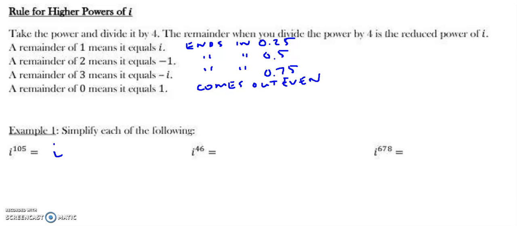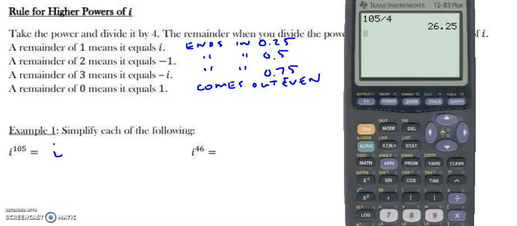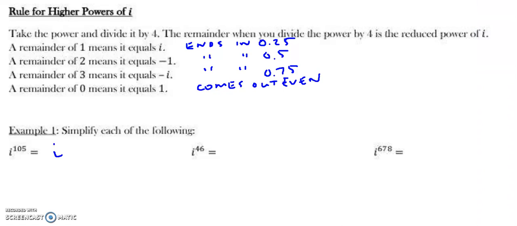Let's look at the next example here. i to the 46th power. I'm just going to take 46 and divide it by 4. That ends in 0.5, which means that if I divided 46 by 4, I'd have a remainder of 2. And so i to the 46th is just going to be equal to -1.